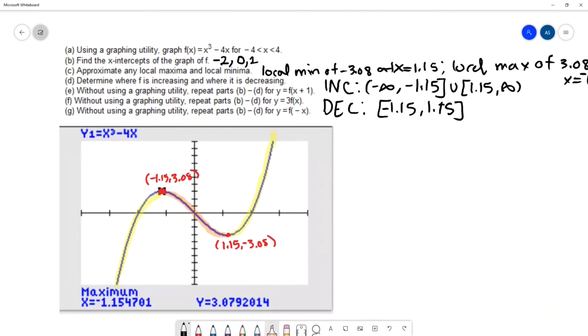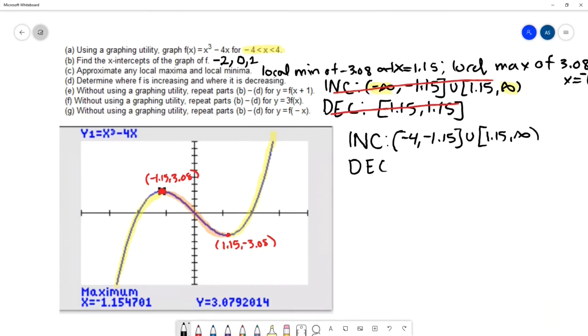Okay, so just going back here, someone pointed out to me that we are restricted from -4 to 4 on this problem. So we're not going to include our intervals until infinity. So let's change those intervals to be limited from -4 to 4. So we're going to say we're increasing from -4 to -1.15 and 1.15 to 4. We're going to be decreasing, that one was correct, from -1.15 to +1.15.